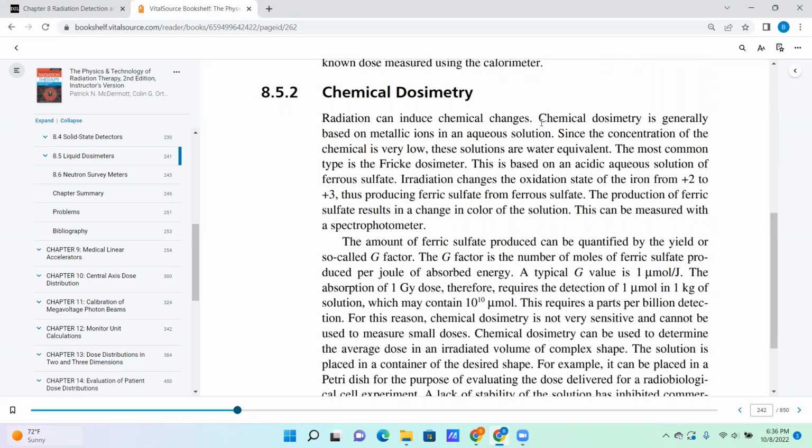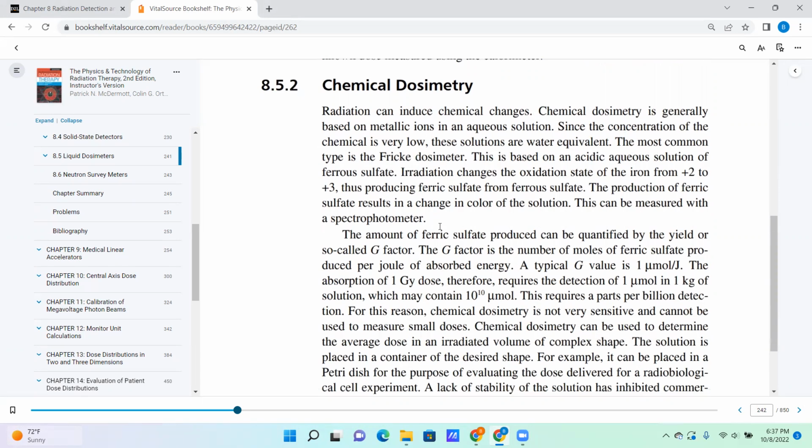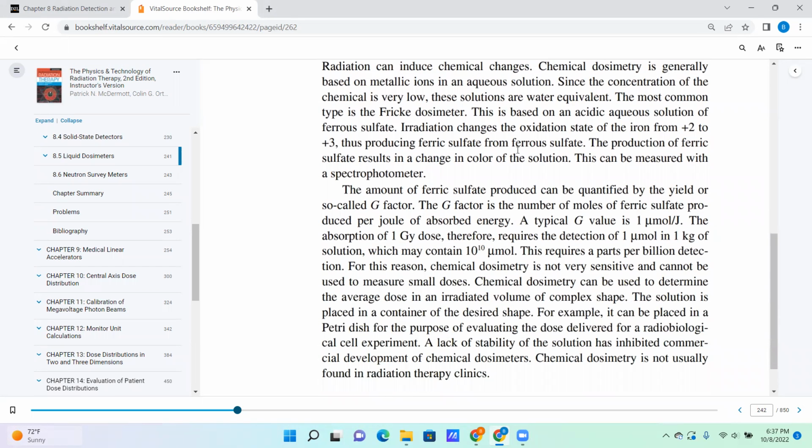Radiation can induce chemical changes. Chemical dosimetry is generally based on metallic ions in an aqueous solution. Since the concentration of the chemical is very low, these solutions are water equivalent. The most common type is the Frick dosimeter. This is based on an acidic aqueous solution of ferrous sulfate. The radiation changes the oxidation state of the iron from +2 to +3, thus producing ferric sulfate from ferrous sulfate. Minor change there, but you can kind of see it.